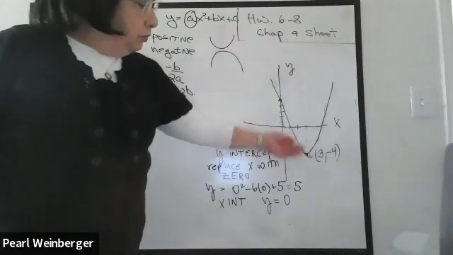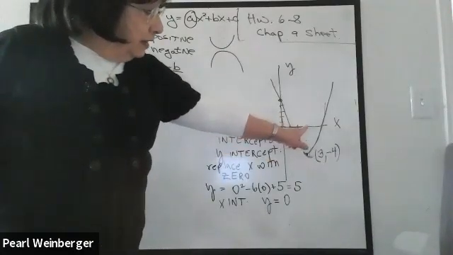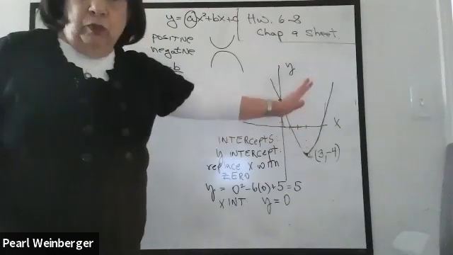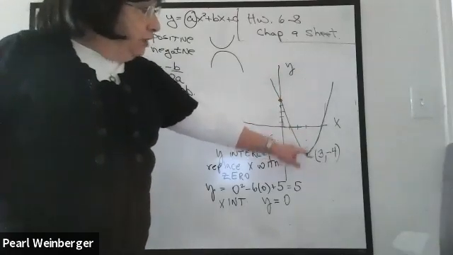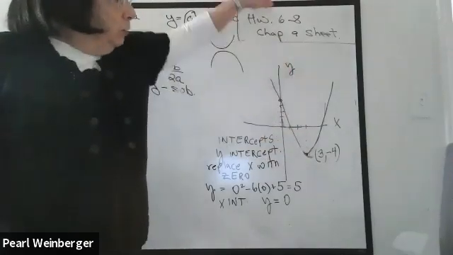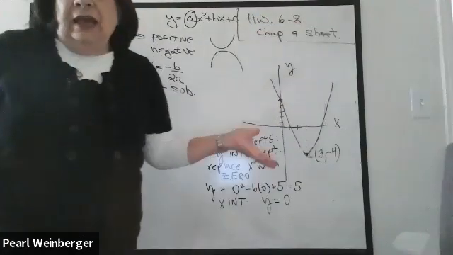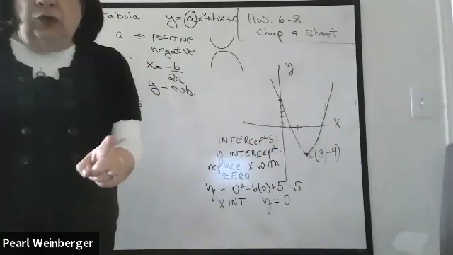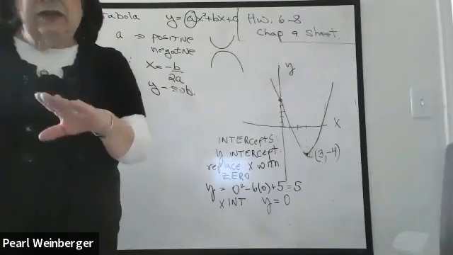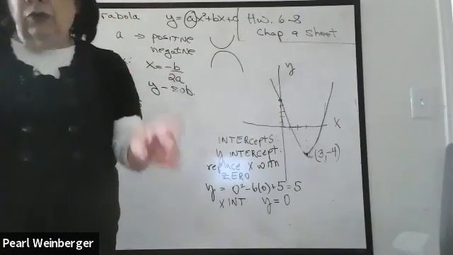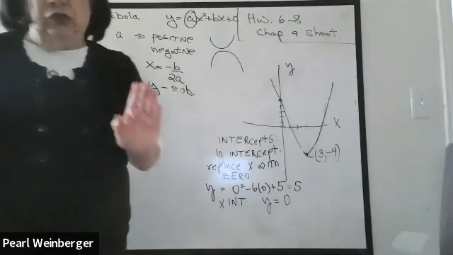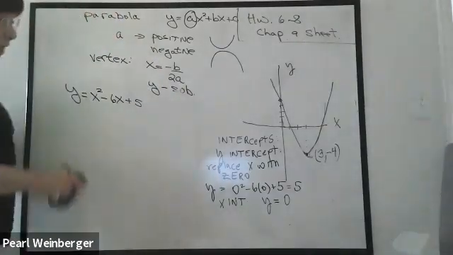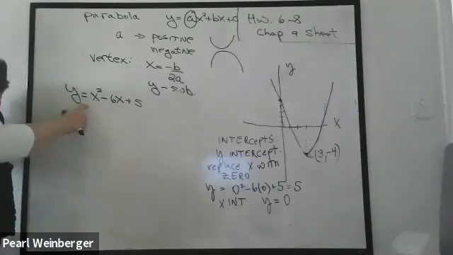If the vertex would have been right on the x-axis, it would only cross at one point. And if the vertex was up here, we could have something like this without any x-intercepts at all. We'll always have exactly one y-intercept, but x-intercepts, we could have none, we could have 1, or we could have 2. Let's see how we find the x-intercepts.